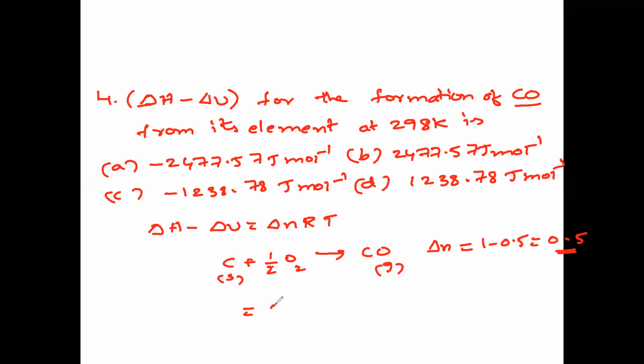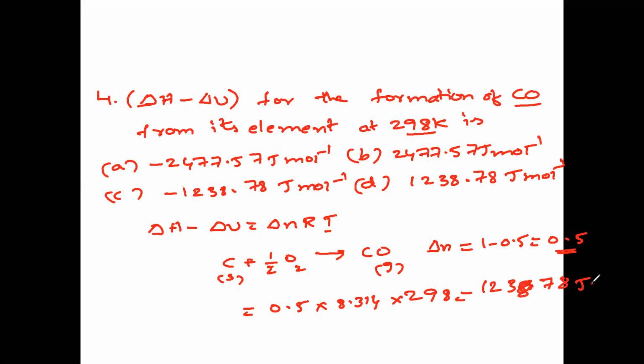By this you can see 0.5 into R value 8.314, that is the universal gas constant, and the temperature value is given, 298 kelvins. So we are multiplying this: 0.5 into 8.314 into 298 kelvins is equal to 1238. So it is plus 1238.78.